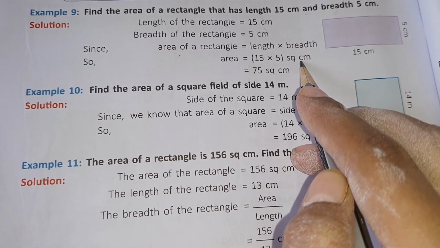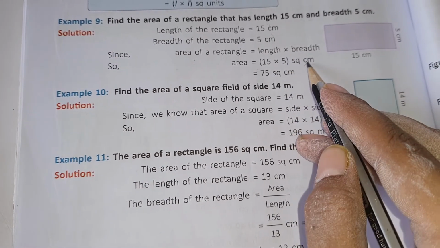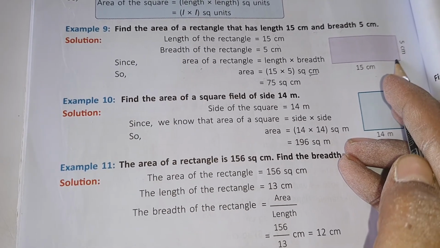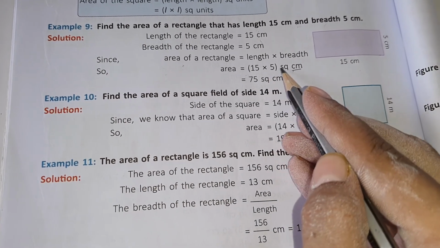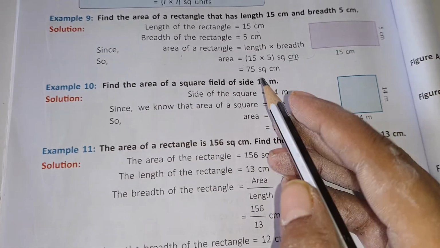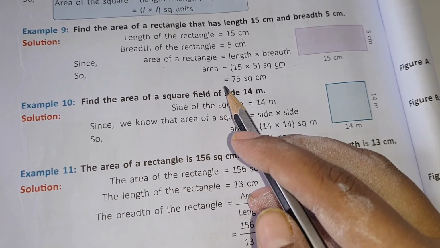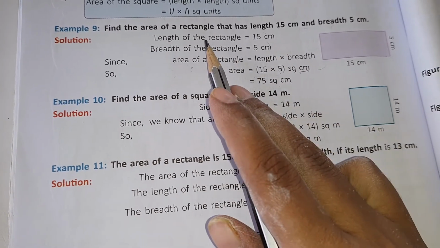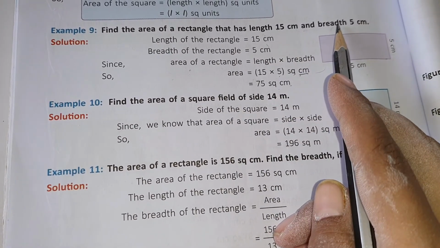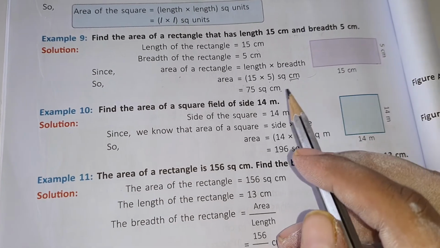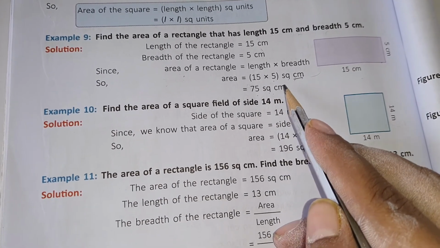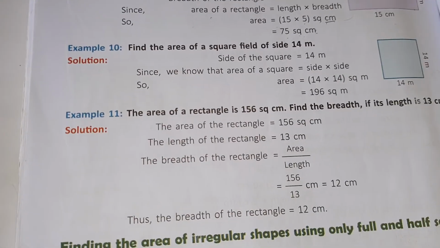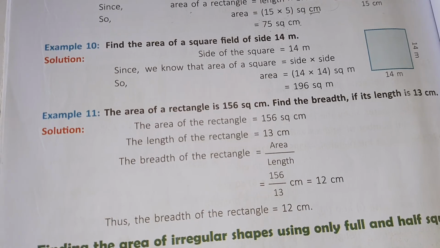The unit, as we have understood, is length into breadth, the square units. So what is the unit given here? It has been given in centimeters. So 15 into 5 square centimeter, together it has been written. That is equal to 15 into 5 is equal to 75 square centimeters. So the area of the rectangle whose length is 15 centimeter and breadth is 5 centimeter is equal to 75 square centimeter.